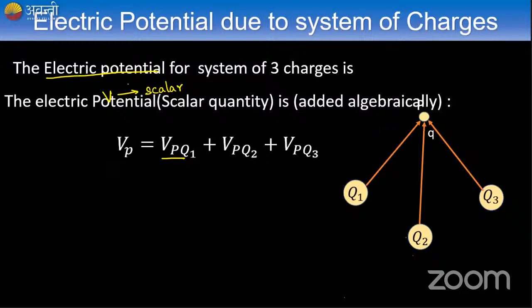Whereas, what is Vpq1, guys? It's the electric potential between the source charge Q1 and the test charge small q. Similarly, the electric potential between source charge Q2 and test charge q is Vpq2, and the electric potential between source charge Q3 and test charge q will be Vpq3. Now we are going to add all of these. So guys, please try to type in your chat box, what is the electric potential formula? And try to simplify as much as possible.